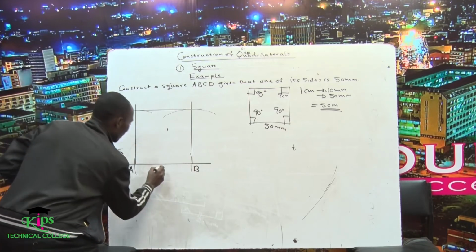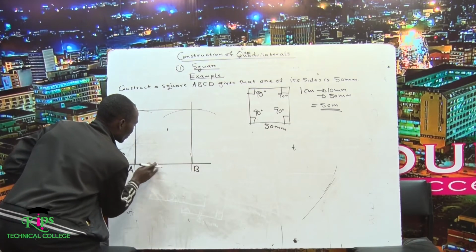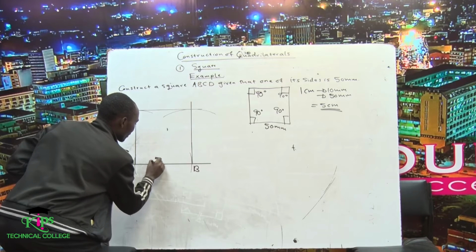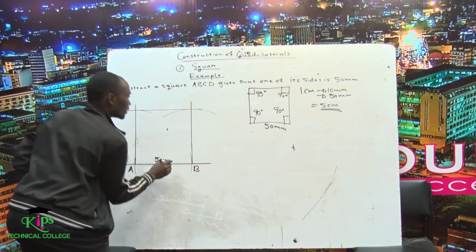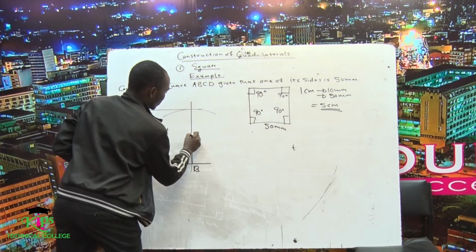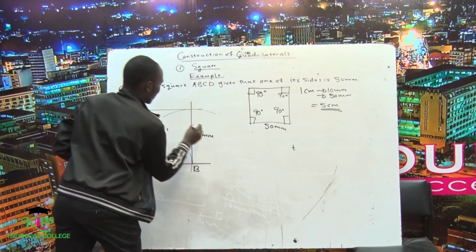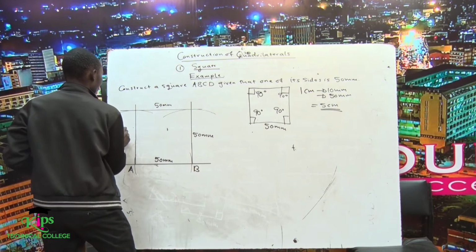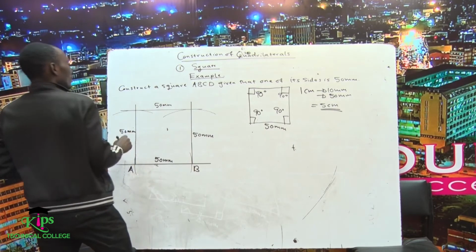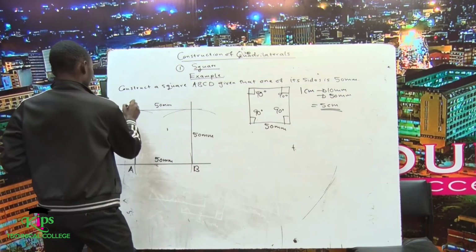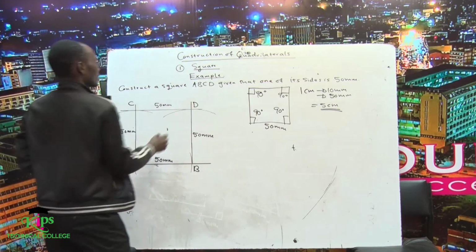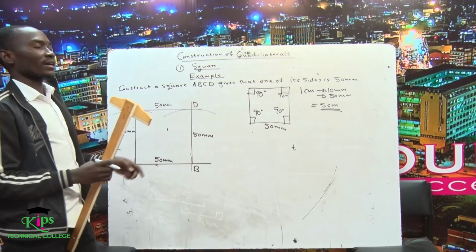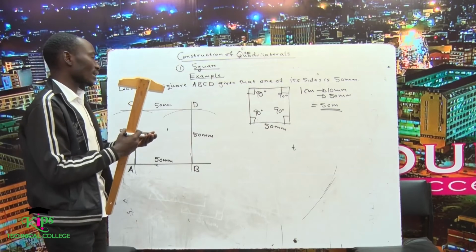So this square is 50. You should name above the line 50 millimeters by 50 millimeters by 50 millimeters by 50 millimeters. So these are A, B, C, and D. So this is our square. So that is how we get to construct a square.